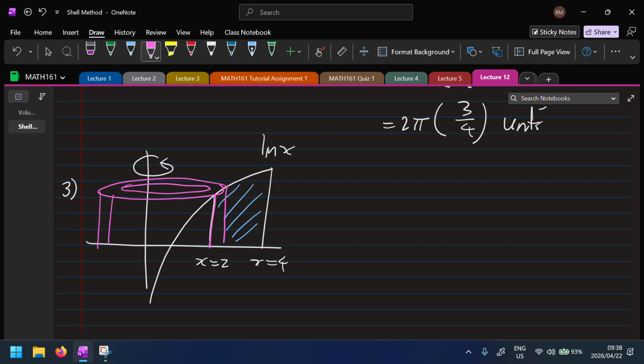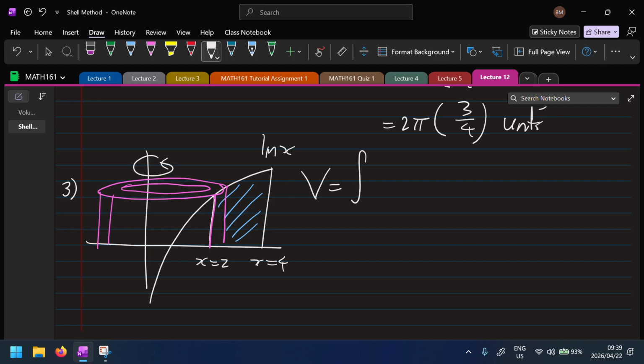Something like that. Okay, so we see that the radius of the shell here is going to be x. The starting radius will be at x equals 2, and the ending radius will be at x equals 4. Okay, so that's the radius going outwards. The height of the shell will be the natural log. So it's the distance from the x-axis up to our function. So that's just the natural log of x. And then the thickness, just dx. So let's set up the integral.